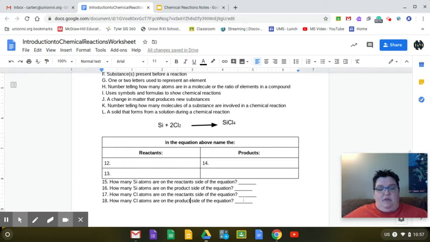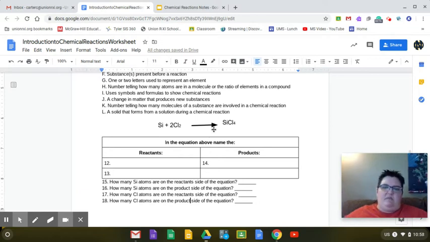And then down below says how many Si atoms are on the reactant side. So remember, reactants is over here. How many Si atoms are on the product side? And then you're going to do the same thing for the Cls. Okay, the reason we're doing this is that I want you to start looking at, is this equation right here balanced? Remember, we got to have the same on both sides.